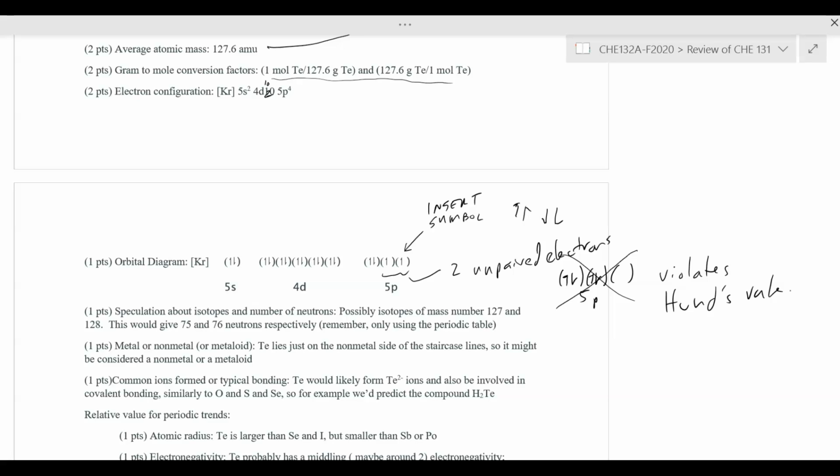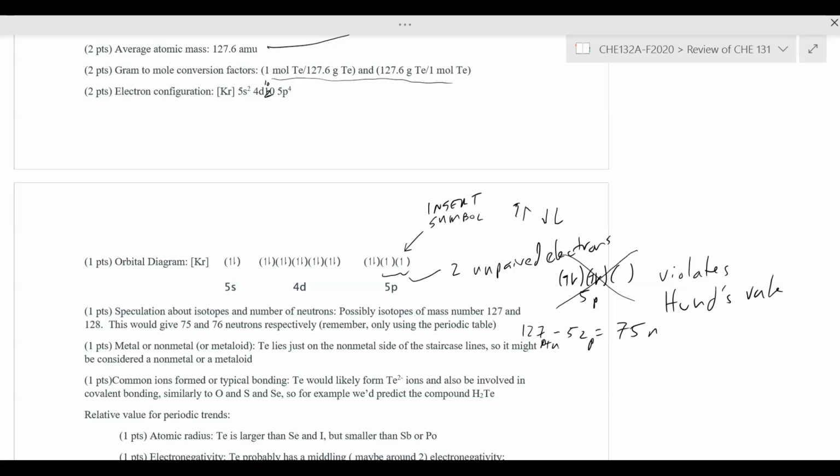Anyway, a reasonable speculation would be something like this: that there might be two isotopes of mass number 127 and 128. With 127.6, there would be a slight excess of 128 relative to 127. And subtracting the atomic number from the mass number, right, 127 minus 52, gives me 75 neutrons. The mass number is protons plus neutrons. And in the other isotope, it'd be 76. So that'd be an example of the kind of speculation that would get you the point there.